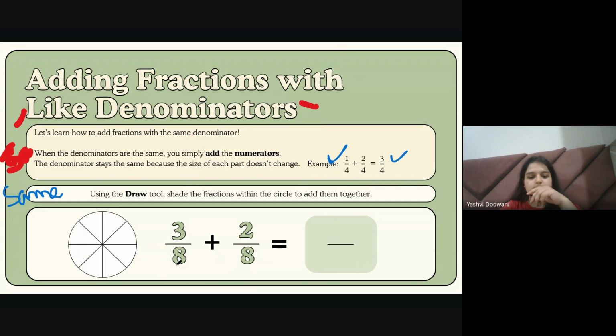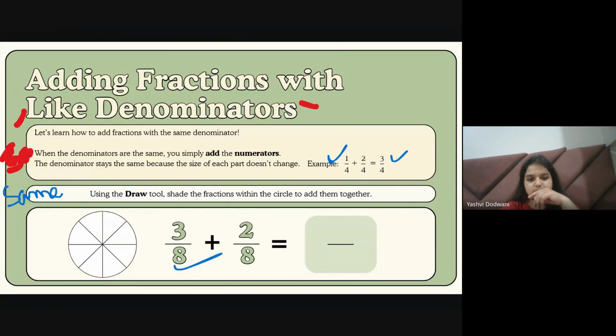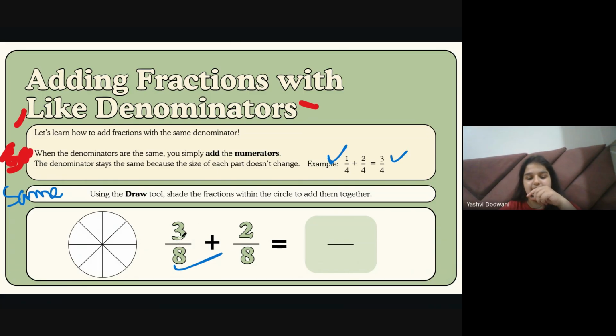Can anyone do this question and just tell me the answer in the chat? 5 by 8. Yeah, it's simple, I guess. Because we can see the denominators are the same, so we'll just add the numerators, that is 3 plus 2 will get 5 by 8.